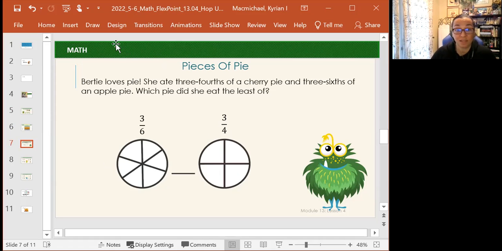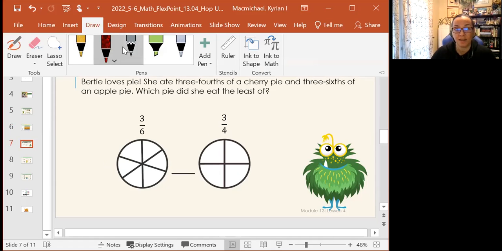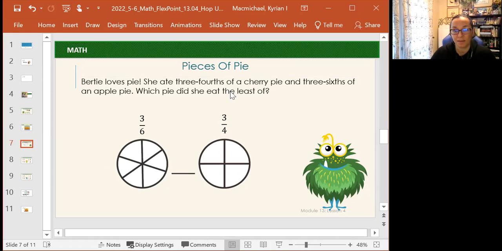I tell you, these test makers are always tricky, and they always do these silly things where they switch it. One time it'll be the least, the next time it'll be the most. You have to pay close attention to that. Did you make a prediction? Well, I'm going to try to figure out which one she ate the least.